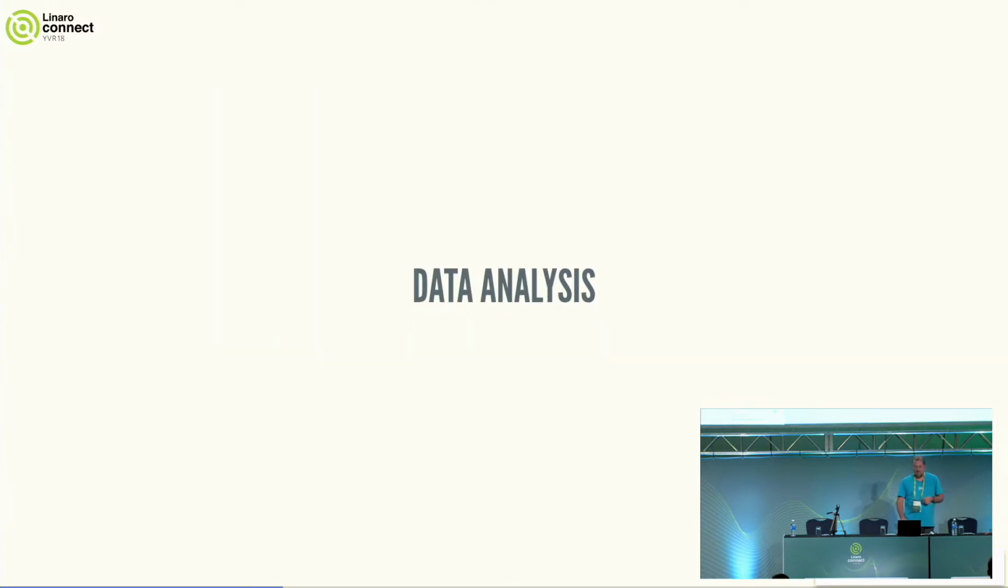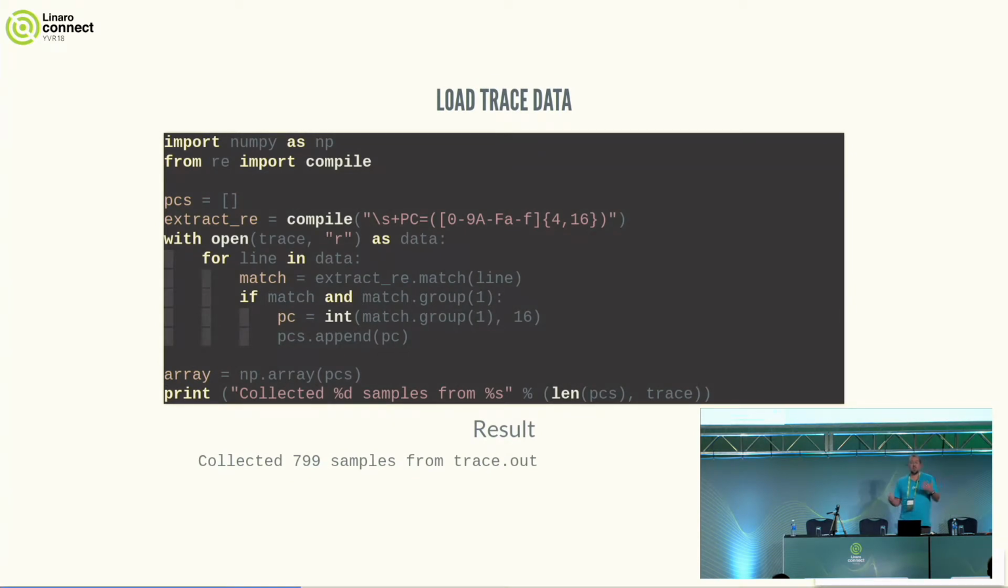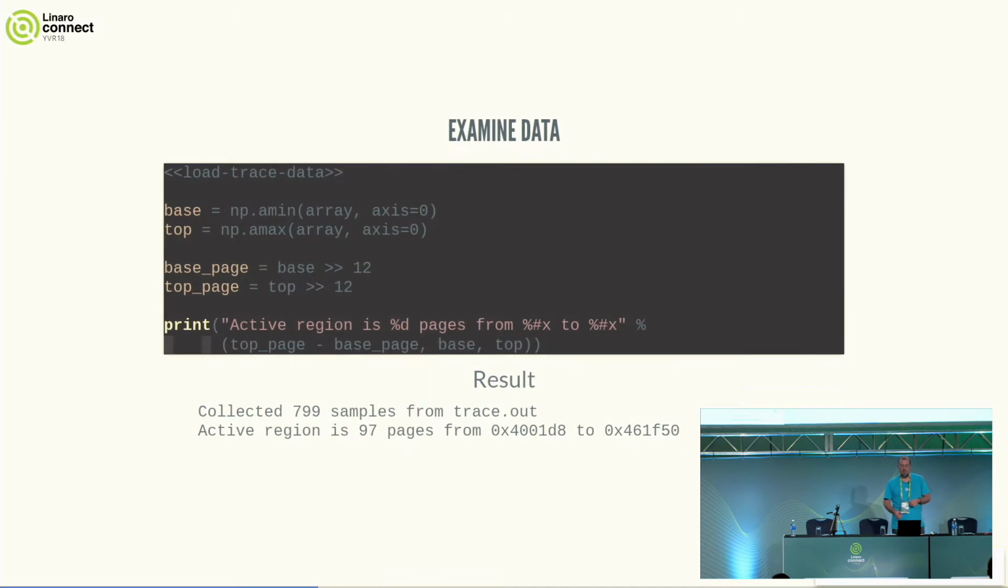So let's do a little bit of analysis on those data points. The first thing we need to do is get the data into something to do the analysis with. So I'm using Python here, and I'm particularly using the NumPy Python package, which is a package for dealing with large arrays of data and doing scientific analysis on it. The first bit here was simply running a regular expression and collecting all the program counters. Then once we've got them in our NumPy array, we can start doing some basic analysis.